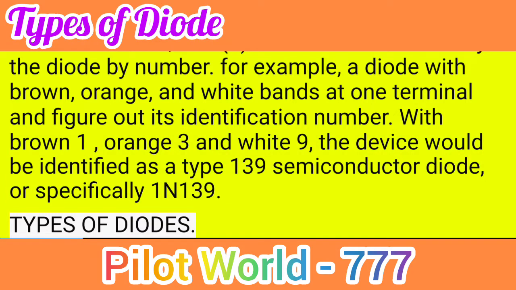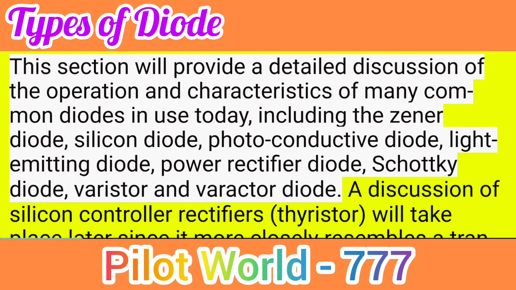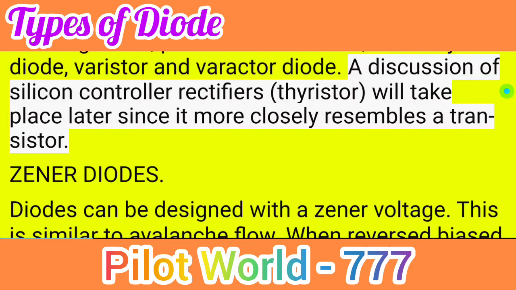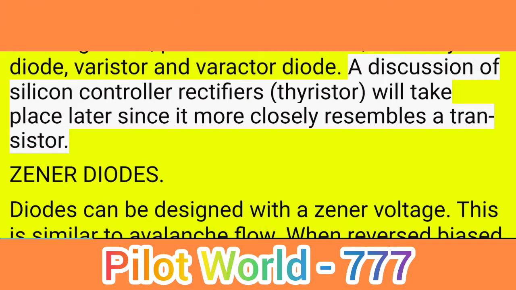Types of diodes. This section will provide a detailed discussion of the operation and characteristics of many common diodes in use today, including the ZENER diode, silicon diode, photoconductive diode, light emitting diode, power rectifier diode, SCHOTTKY diode, varistor and VARACTOR diode. A discussion of silicon controlled rectifiers, thyristors, will take place later since they more closely resemble a transistor.